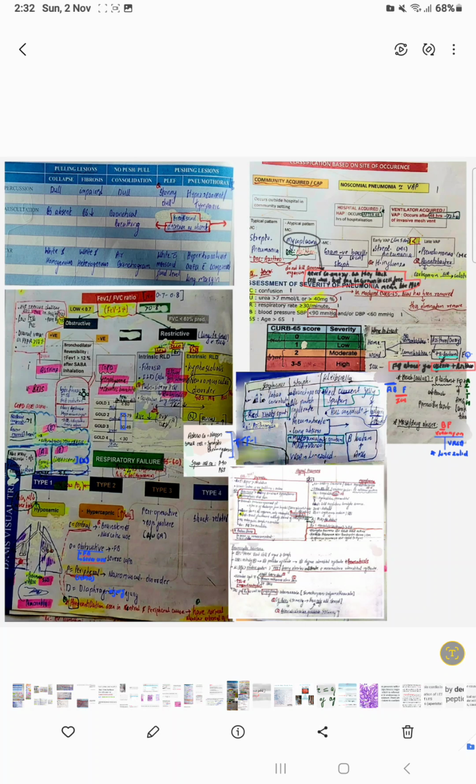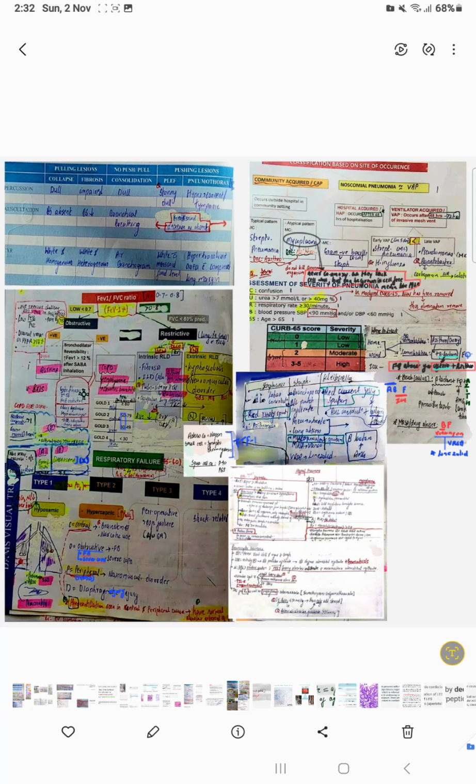Pushing lesion, for example pleural effusion, pneumothorax. Pleural effusion percussion will be stony dull. Okay, and in pneumothorax, since there will be a large amount of air, it will be hyper resonant. Most frequently asked question: stony dull. They have asked 2 times in FMG and 1 I think in NEET. If it is stony dull on percussion, the answer will be pleural effusion. Hyper resonance, it is a pneumothorax.